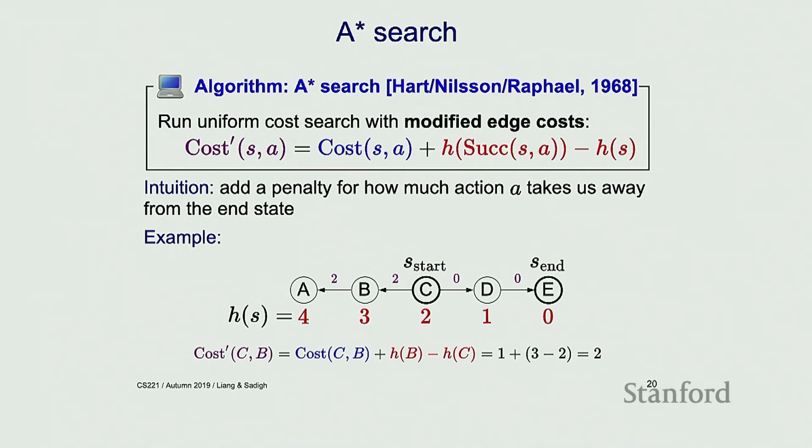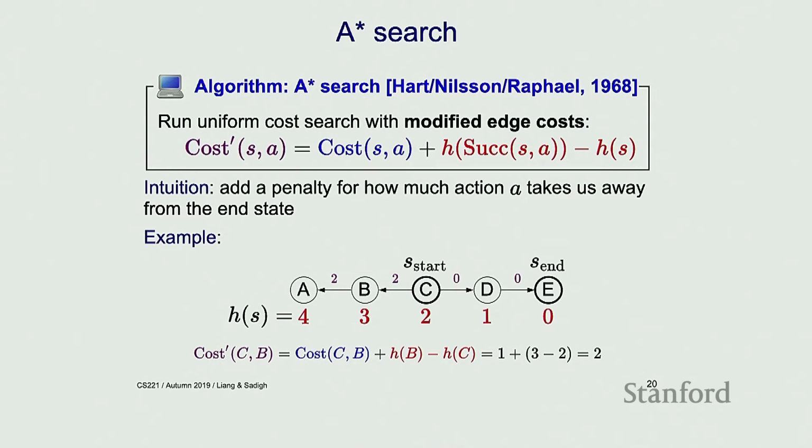So with this heuristic, my new cost is going to change. How is it going to change? Well, it's going to become whatever the cost of the edge was before, which was 1, plus h, for example in the case of going from C to B. If you look at C to B, it's the old cost, which was 1, plus heuristic at B, which is 3, minus heuristic at C, which is 2. So that ends up giving me 1 plus 3 minus 2, that is equal to 2.